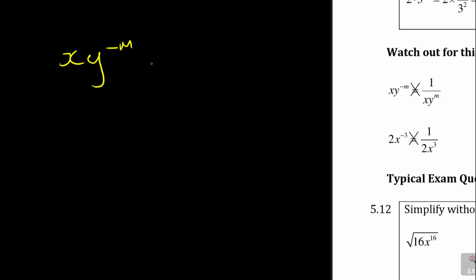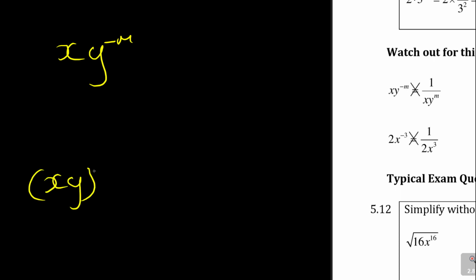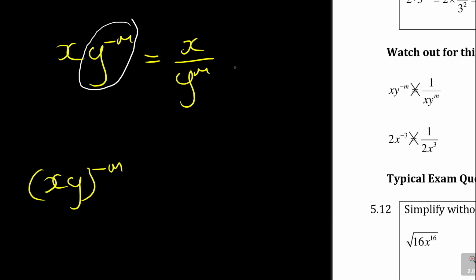If they give you xy to the power negative m, now look at this. This negative m, because they said xy, don't say I want to get rid of this negative m, I say 1 over xy to the power m. No. Now what you need to respect is, if I say to you xy to the power negative m, and I say to you xy in brackets to the power negative m, those are two different things. Here, the negative m is only affecting y. Hence, when you simplify this thing, x will remain on top, y will go to the bottom. Can you believe that? That's what it does.